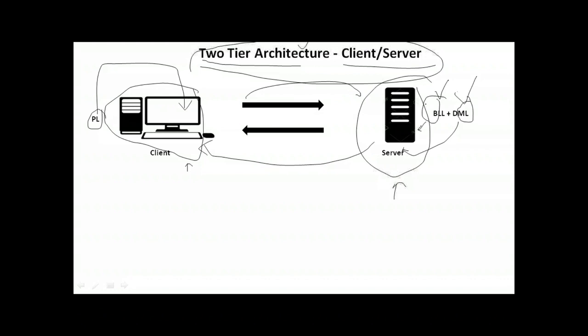So the logic or the code which the developer has created is sitting over here, and your database, like Oracle and all that, is sitting over here. And just the presentation layer is sitting over here. This is your simple client-server architecture. This is what we call a thin client.